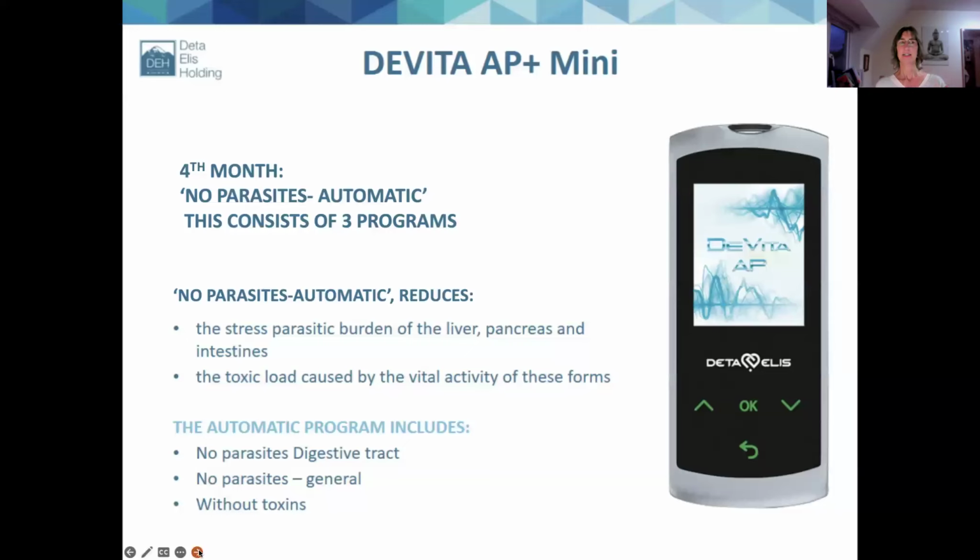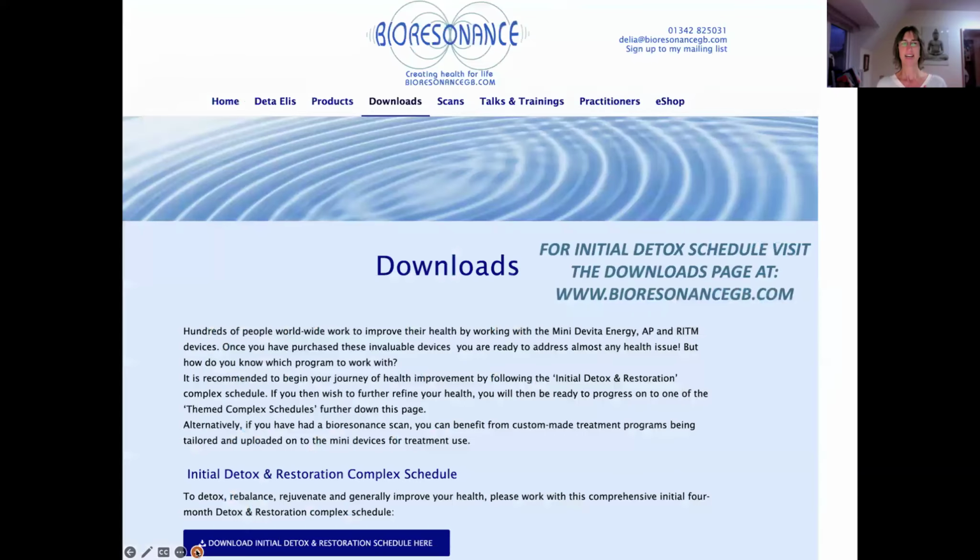And then in the fourth month of the detox program on the AP, we'll be playing a parasitic detox program. It's called No Parasites Automatic, and this will detox the body, particularly the liver and the pancreas and the intestines, from all the sorts of parasites you find in the digestive tract and general parasites that you find around the body. And it will remove the toxins released by those parasites. So it's a really good thing to do to clear up some of those creepy crawlies that you may have inside.